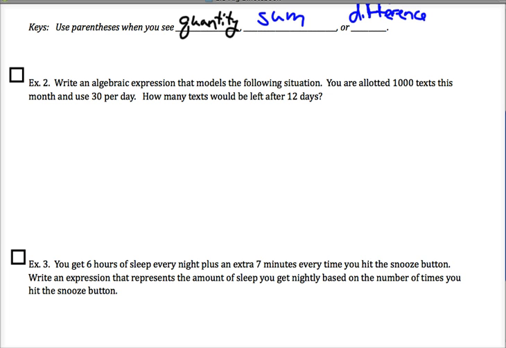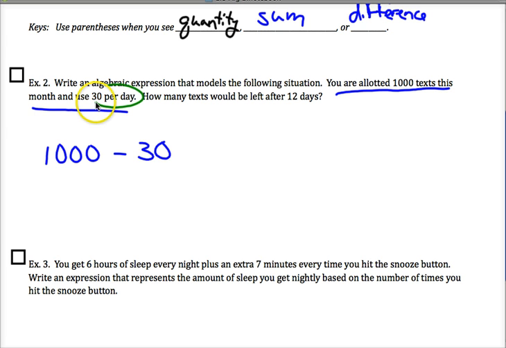Well, let's write the expression first. Let's not try to answer the question. So you have 1,000 texts, you use 30 per day. So I'm starting with 1,000. And what does it mean to use something? If I use something, it's gone. How do you make it gone? You subtract it. So I'm going to subtract 30. Well, I don't just subtract 30. I have to subtract 30 every day.